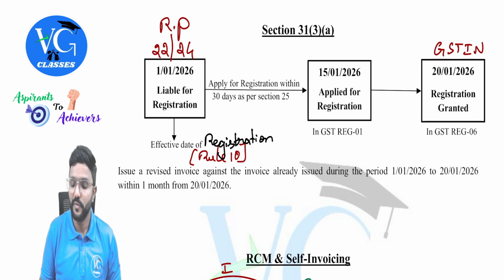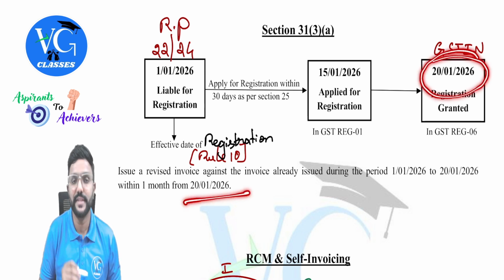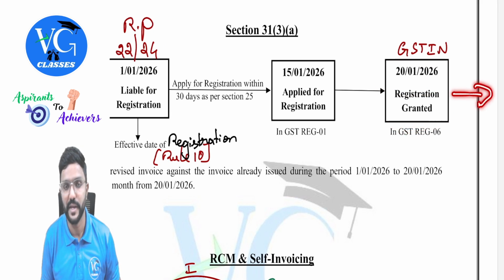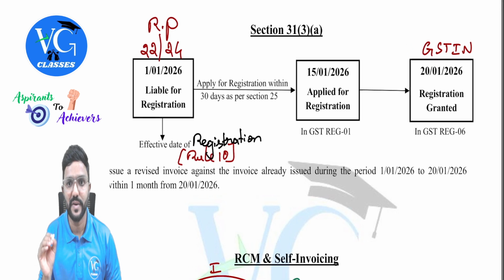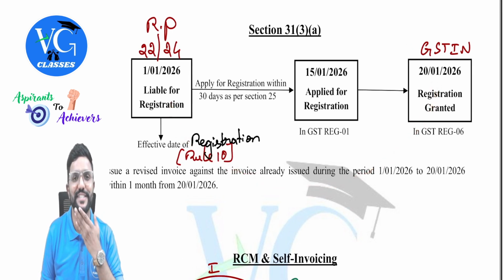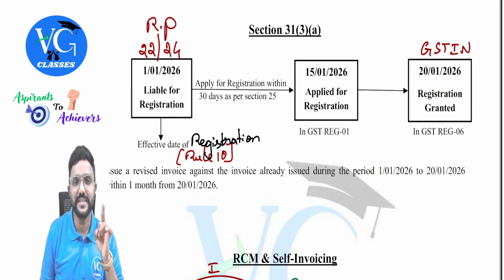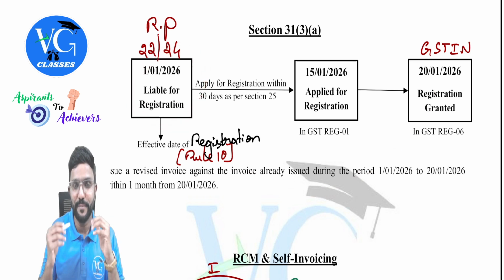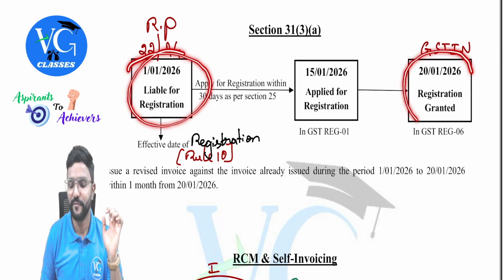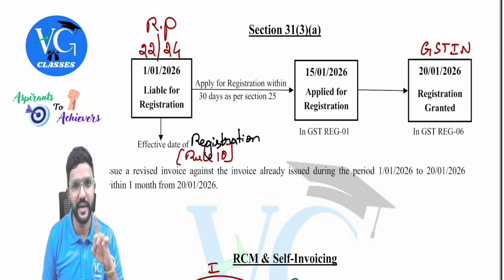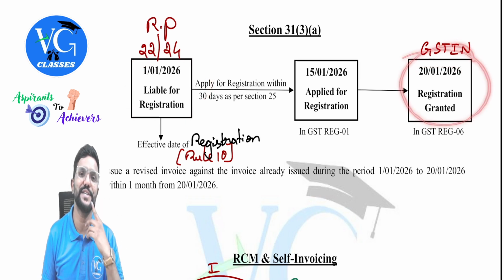Within what time, sir? Within 1 month from 20th January. That is, once the registration is granted, within 1 month from here, a revised tax invoice has to be issued for the supplies made between 1st January to 20th January. So once the person has applied for registration or once he is liable, he should keep the details about all the recipients for whomever he has made supplies from time to time. Or else, without making any supplies, just wait till you get the registration certificate.